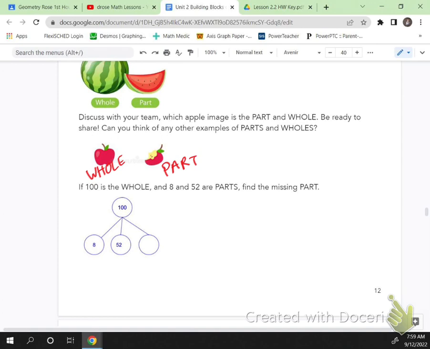How about this one? If 100 is the whole and 8 and 52 are the parts, find this missing part. What should we put there? Yes, what is it? 40. How do we feel about that?